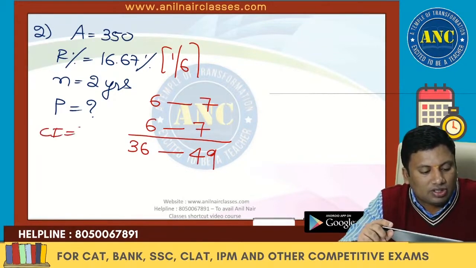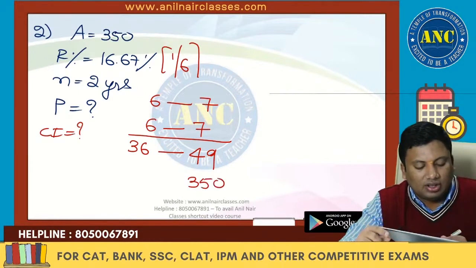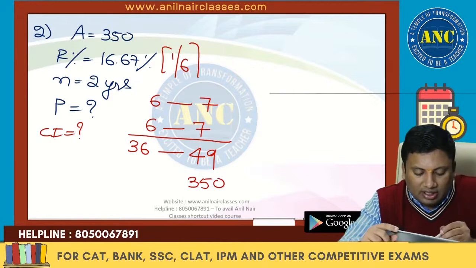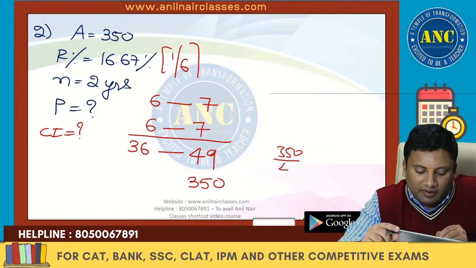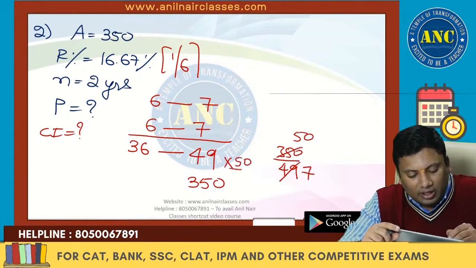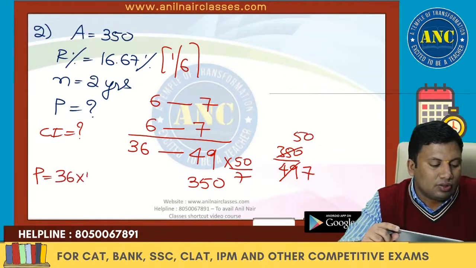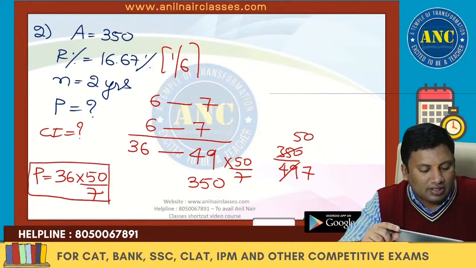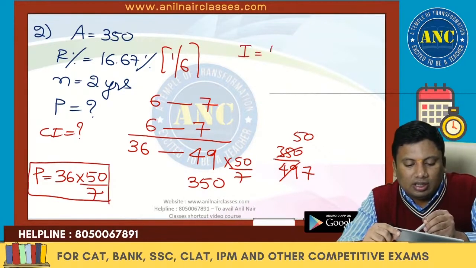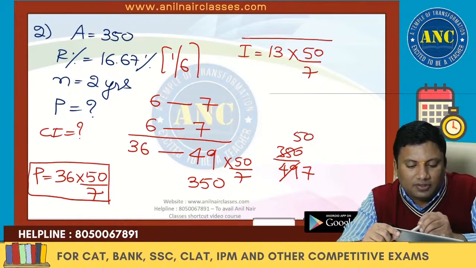Principal I want, CI I want. But according to the question, it is given as 350. 350 divided by 49 is 7 7s are 49, so it is 50 by 7. So principal is 36 into 50 by 7. Interest is 13 into 50 by 7.